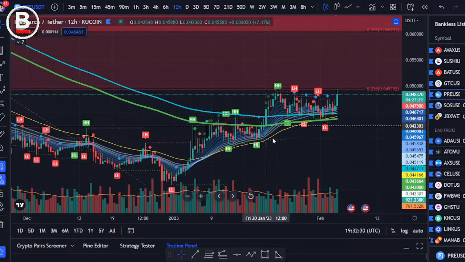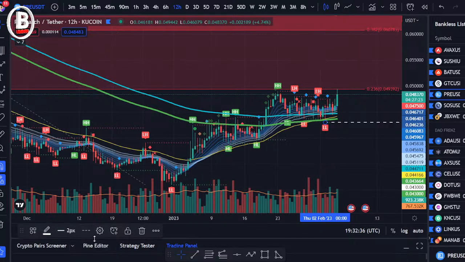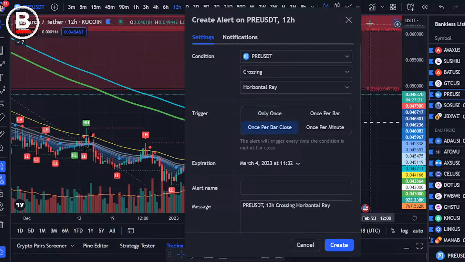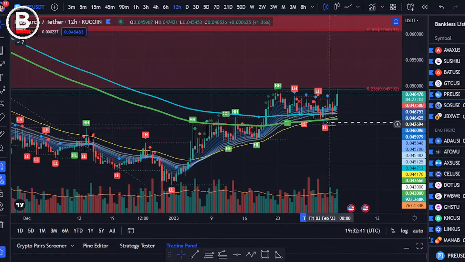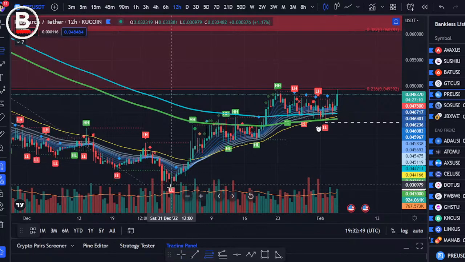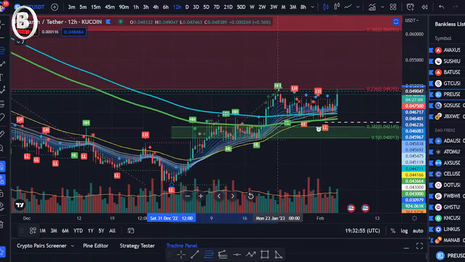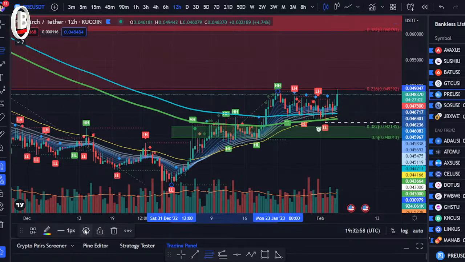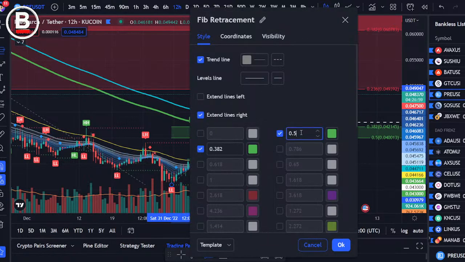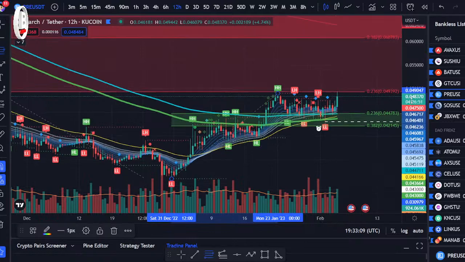Let's update our... Bam. So let's see if that low stays intact. We can look for it to find... let's see, where did it find? 236, 236. Boom. It's been finding support on the 236.